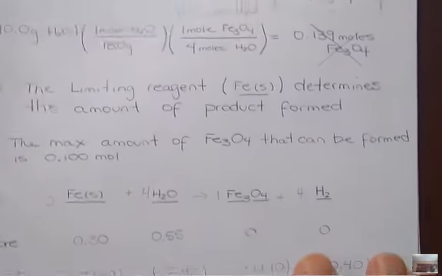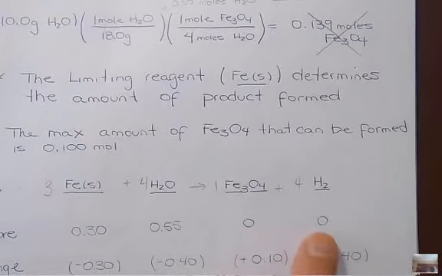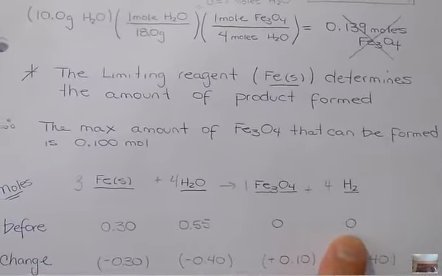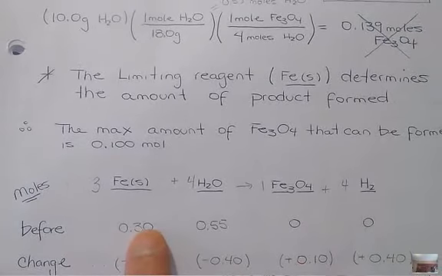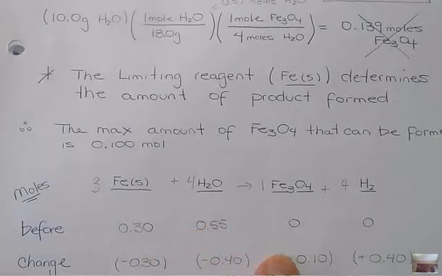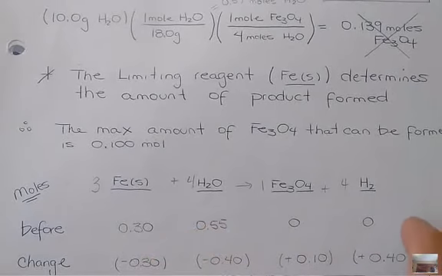How much of these 2 products do we have? None. We didn't make any yet. The chemistry didn't start. Okay, so we're tabulating how much we have before the chemical reaction starts, how much it changes by, and what do we have at the end? Okay, so follow this logic.